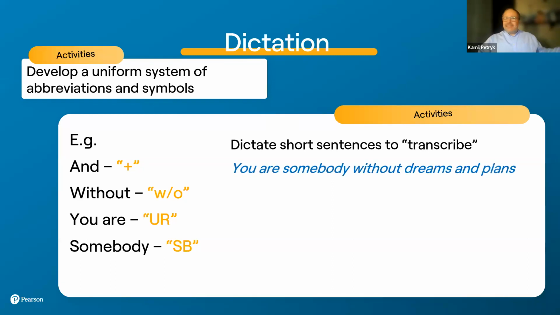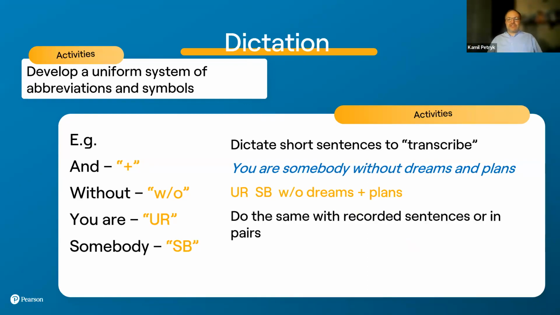So dictate some short sentences to transcribe. I know they don't have to make sense, like you are somebody without dreams and ideas, right? And then that should be transcribed using symbols, using abbreviations in this way that you can see in the slide. And you can give sentences like that to pairs of students. You can practice that with some recorded short sentences if you come up with such sentences in your course books.